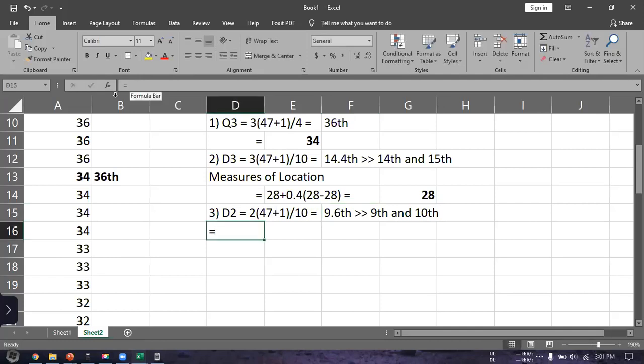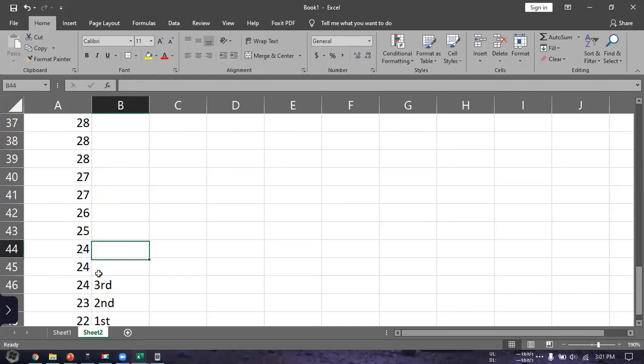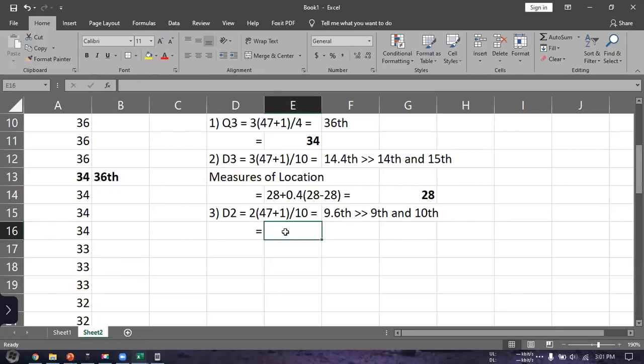Alright. So we already identified those, no? 3, 4, 5, 6, 7, 8, 9, and 10th. 9th and 10th. Okay, these are different values. 27 and 28. So you need to add the lower one, which is 27. This is the 9th item, no? And the 0.6 from our location times their difference. 28 minus 27.